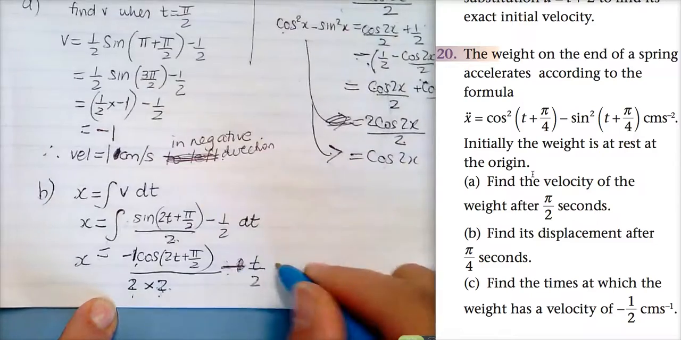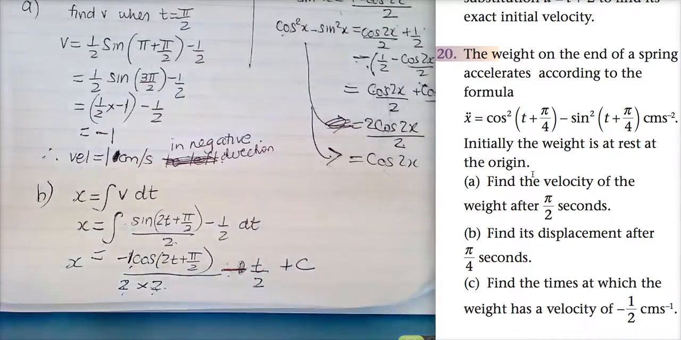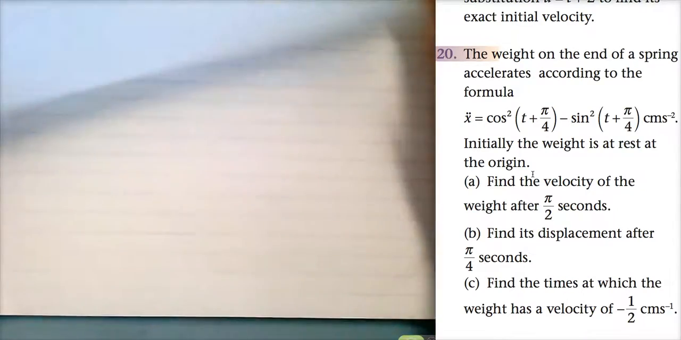So that's minus t on 2 plus c. Jeez. What do we sub? Wait, I'm just one sec.